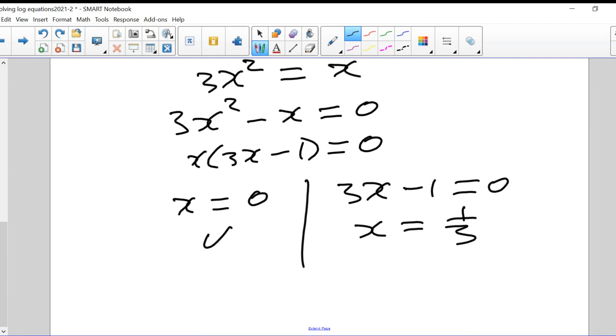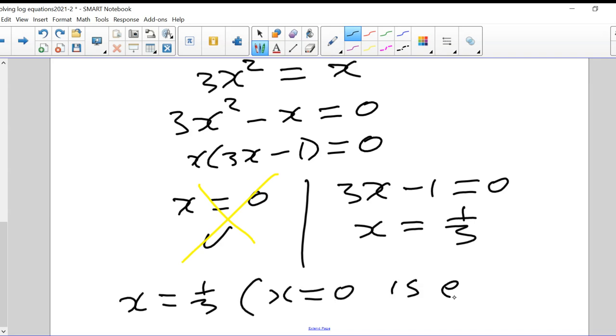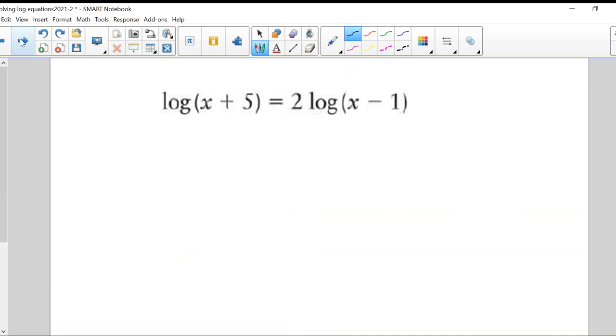So this one isn't good. Let's just cross that out. Don't know why I'm using yellow, but we're using yellow anyway. So x equals 1/3, and in brackets, x equals 0 is extraneous. Okay, looks good. All right, let's see what else we got here.